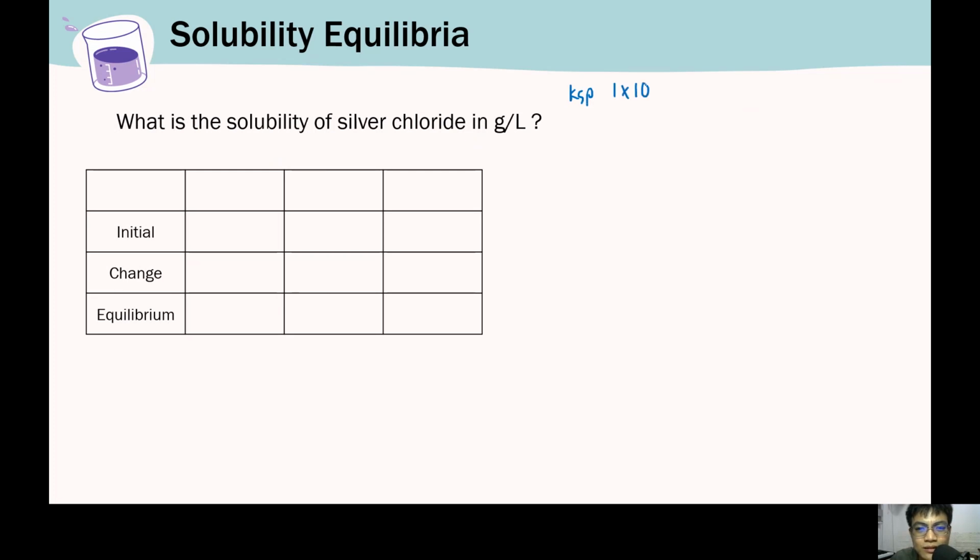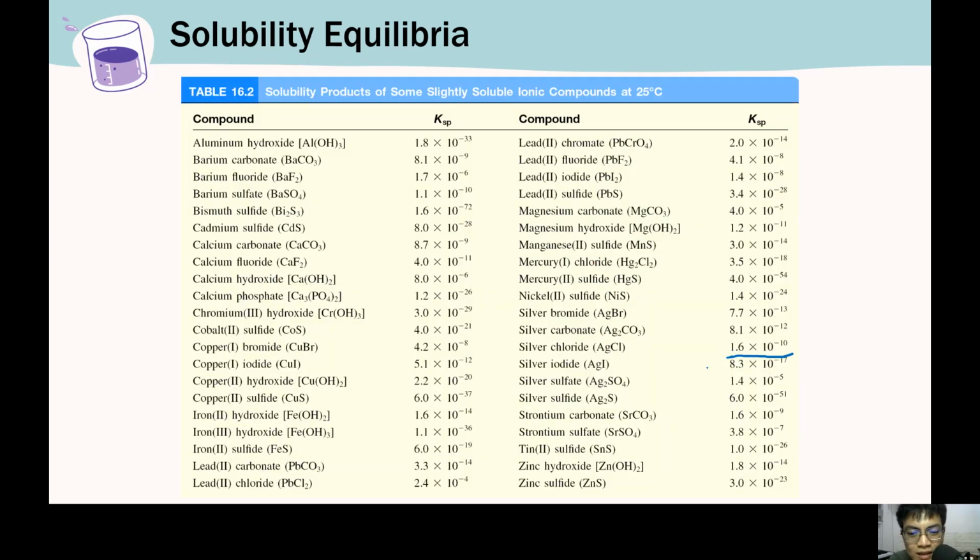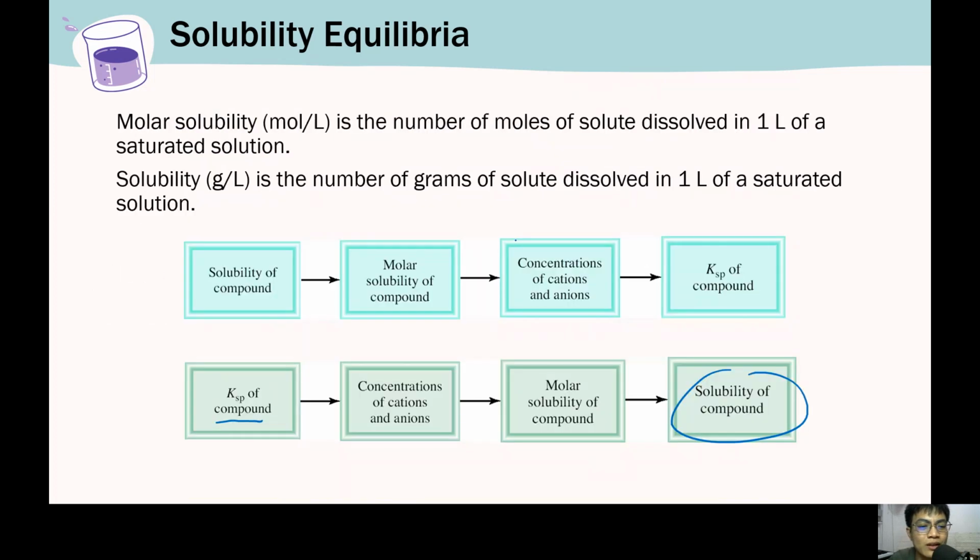1.6 times 10 raised to negative 10. So, that's the value of its KSP. Now, what we'll do is, from our KSP, we have to convert it into the concentration of cation and anions, the molar solubility of the compound, and the solubility of the compound.